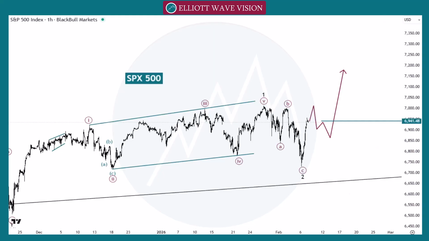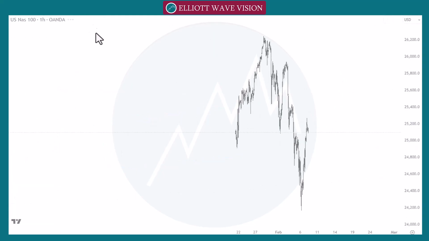So let's check our next pair, NASDAQ, in daily time frame.